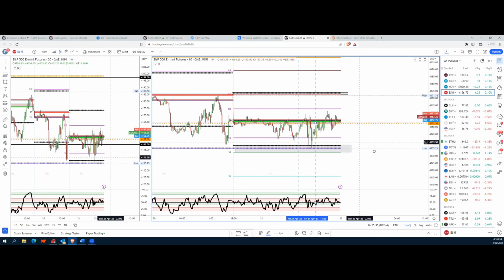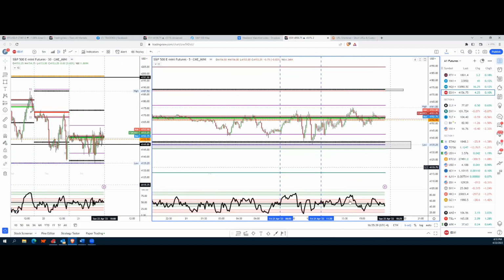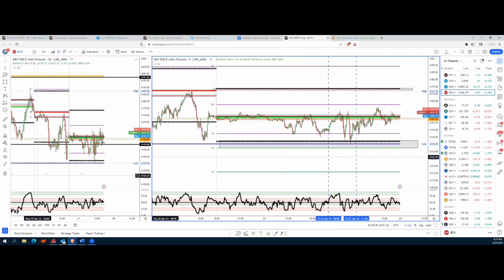All right, so I'll just put that in right there. And I'll bring this down to a 5-minute. And I'll usually use, remember, always have your anchor chart, 15-minute to 60-minute, so you can never get lost in the forest. Too many traders get lost in the forest by using a small thing.